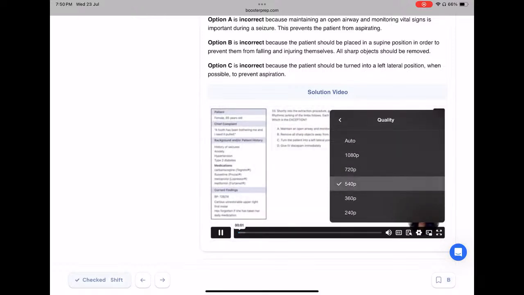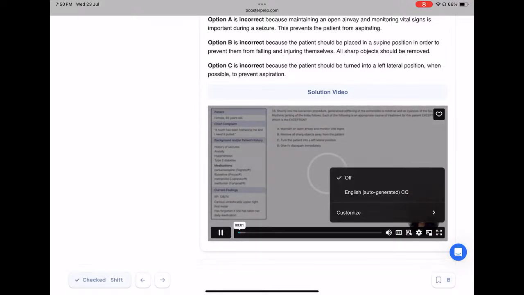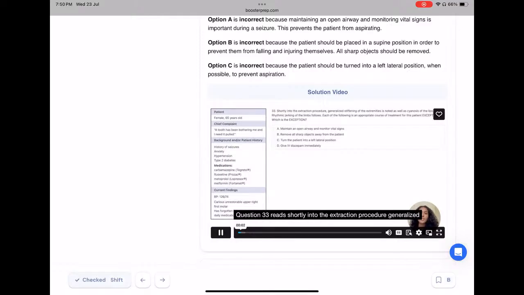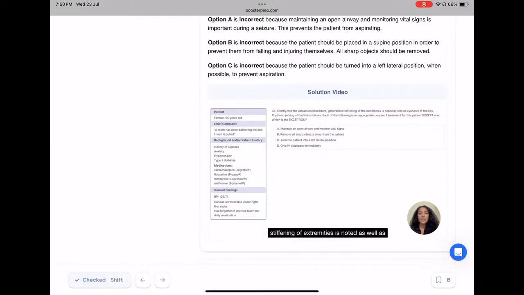Question 33 reads, shortly into the extraction procedure, generalized stiffening of the extremities is noted as well as cyanosis of the lips. Rhythmic jerking of the limbs follows. Each of the following is an appropriate course of treatment for this patient except one, which is the exception. Our patient has a history of seizures. Also, from what's described in the question, we can tell this is a seizure.